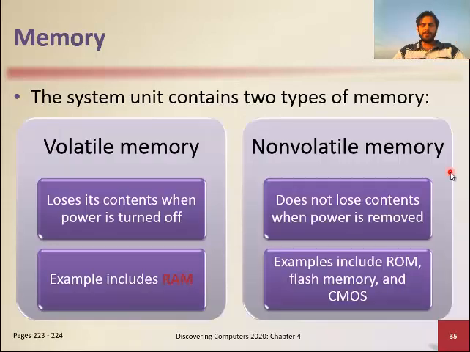We have two basic types of memories available. The first is volatile memory, which loses its contents when you turn off the power supply. One example of volatile storage is RAM. And we also have non-volatile memory, which means when you turn off the power, it does not lose the contents.